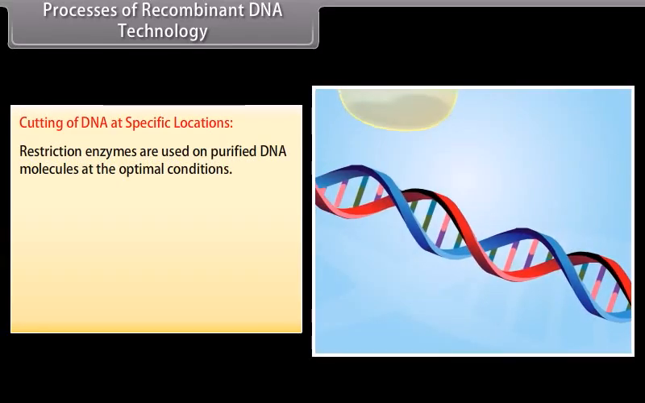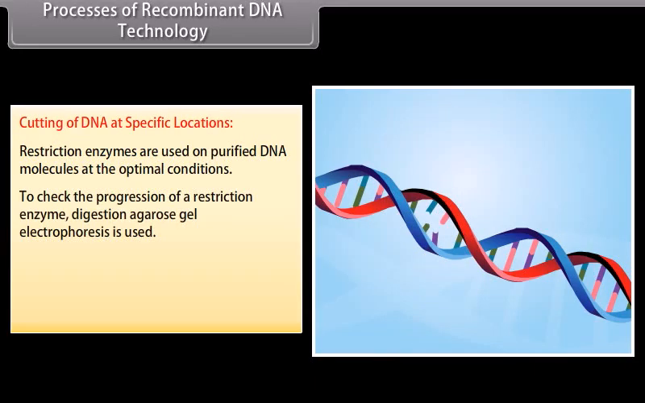Cutting of DNA at specific locations. Restriction enzymes are used on purified DNA molecules at the optimal conditions. To check the progression of a restriction enzyme digestion, agarose gel electrophoresis is used.